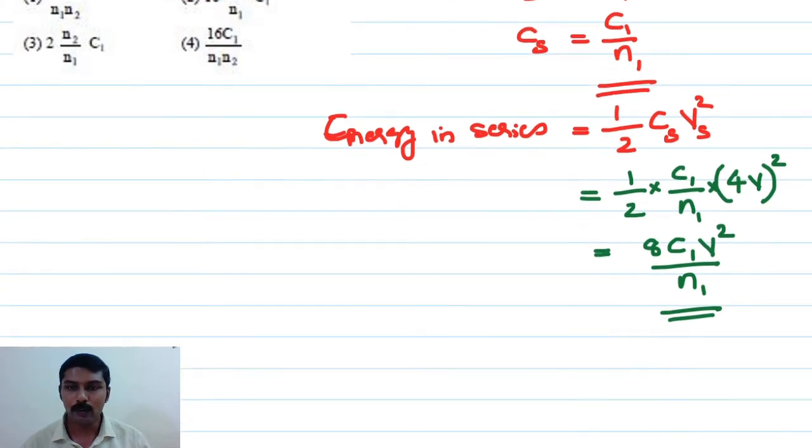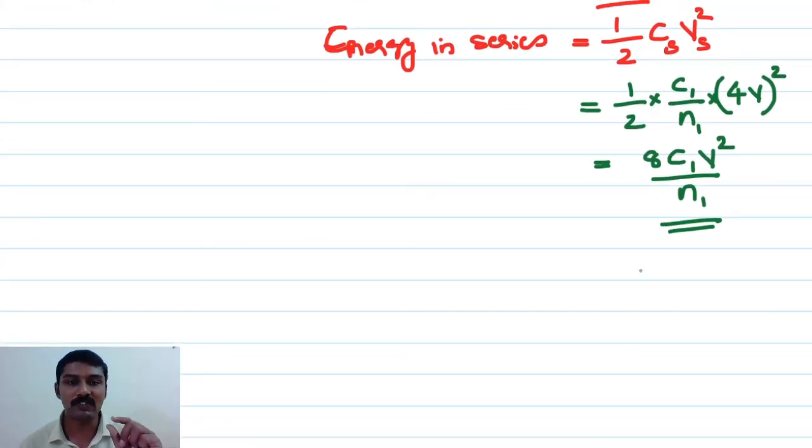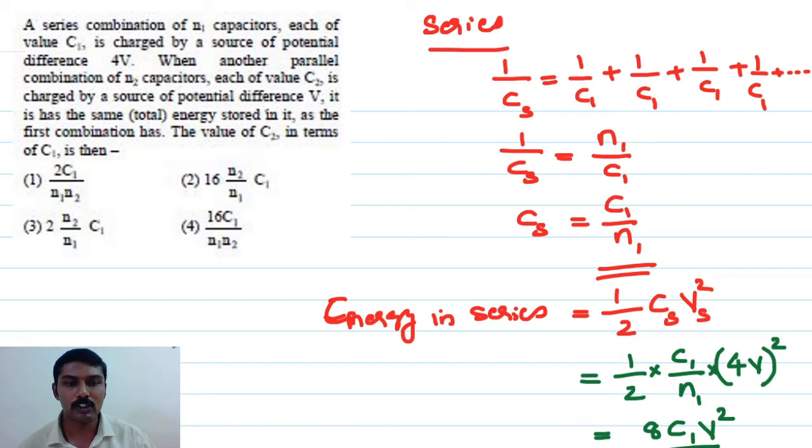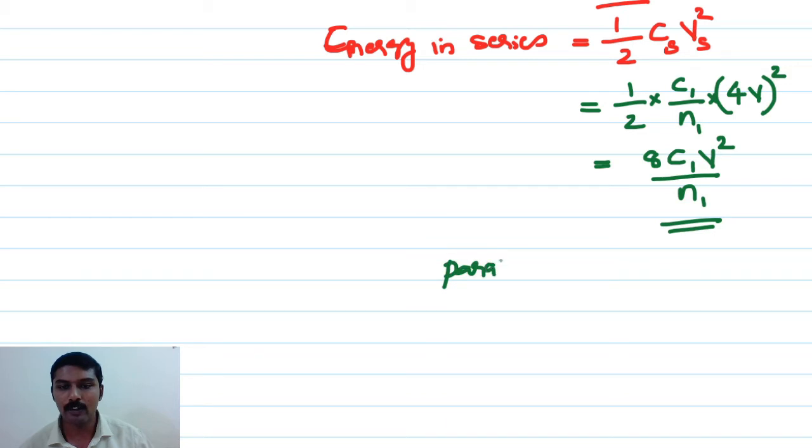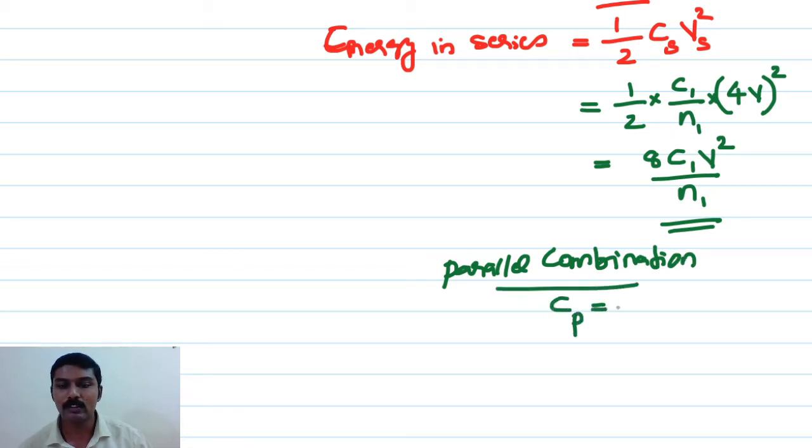Okay, now let's do it for the parallel combination. In the question, the potential applied is V, and the capacitance is C2. For the parallel combination, the resultant capacitance Cp equals C1 plus C2 plus C3 and so on. Here it is given as C2, C2, C2, C2. How many will be there? N2 capacitors are given according to the question. So the total capacitance is equal to N2 times C2.